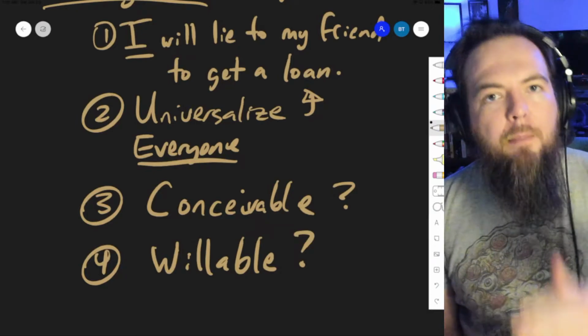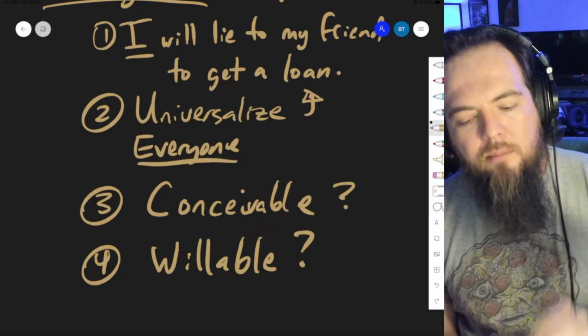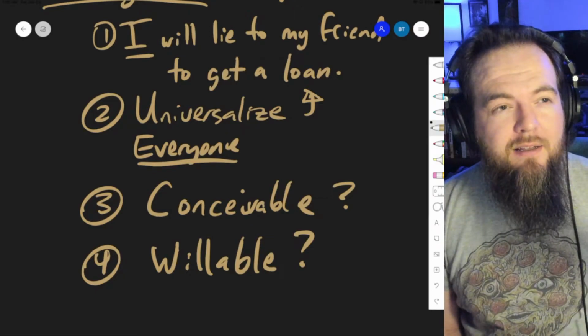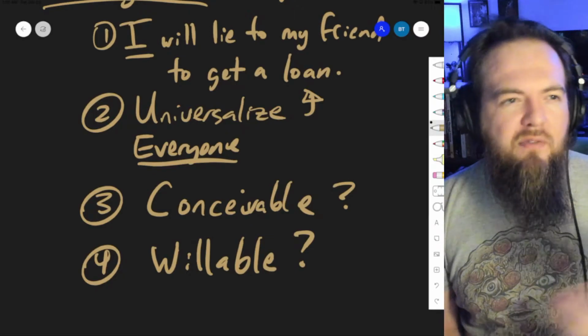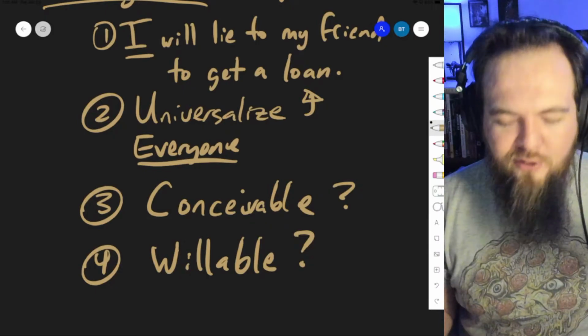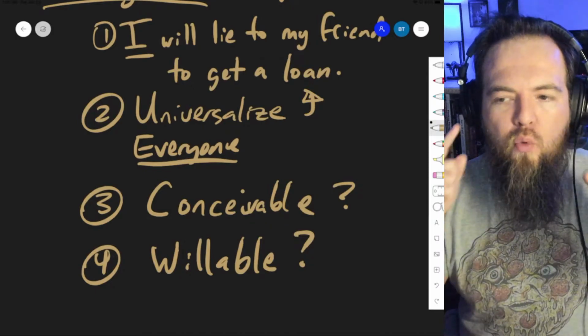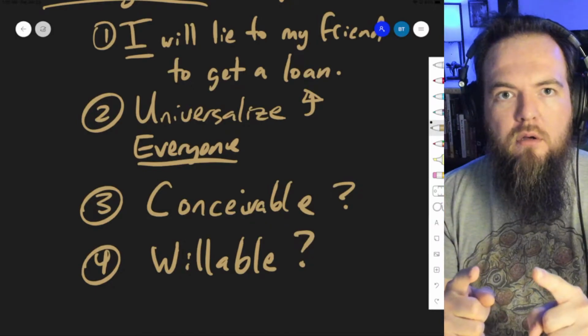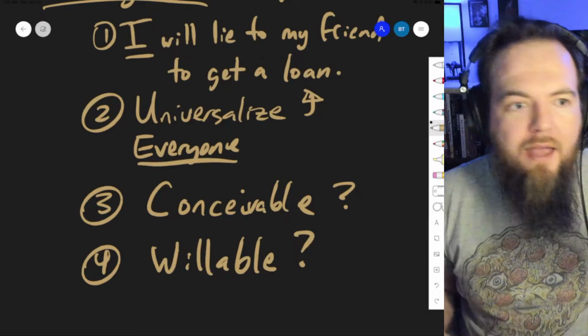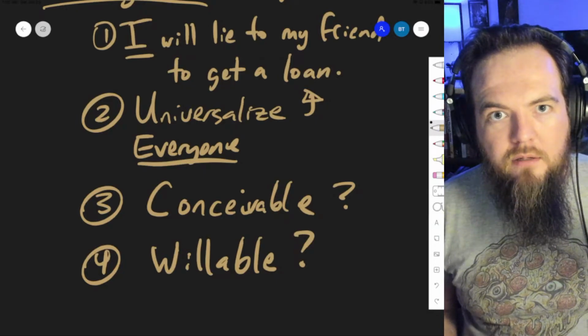But even if it hadn't failed number 3, and we could think about a world where everyone was lying, although Kant's going to say that doesn't make sense, because if everyone is lying, no one is lying, because everyone knows that no one is telling the truth, we could still ask: would you want to live in a world where everyone is lying in order to get loans from their friends? And the answer is probably no.